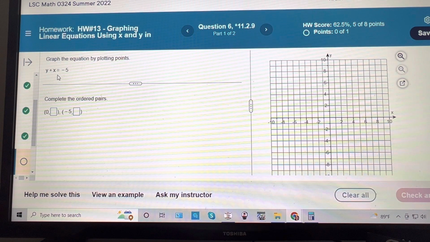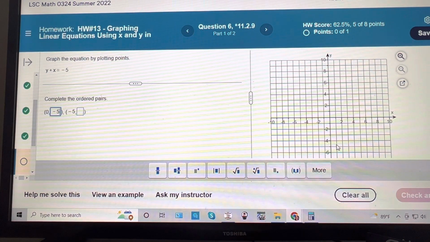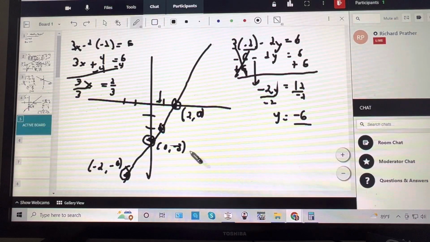So if x is 0, that would be a nice one, because the x would disappear and you would literally be left with y equals -5, which is this spot right down there. We're going to do that in a minute. So for whatever reason, somebody wants to plug -5 in for x. That's not the best choice to do, but they're just making you practice this.